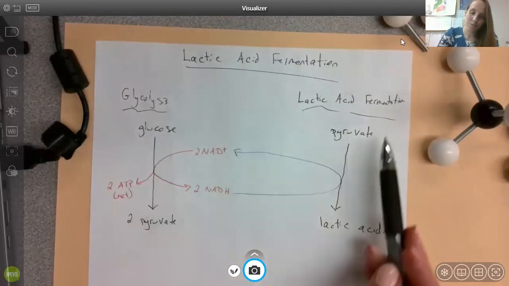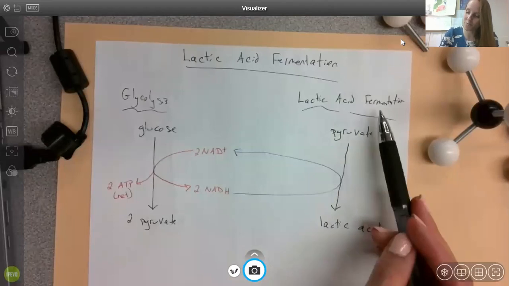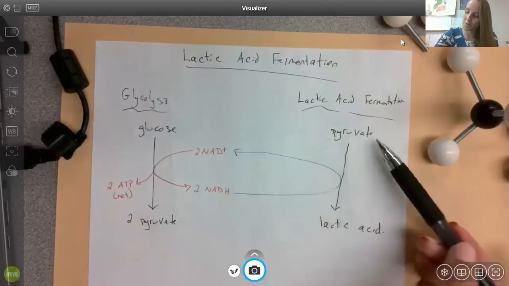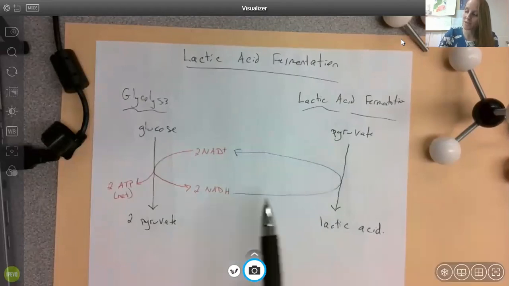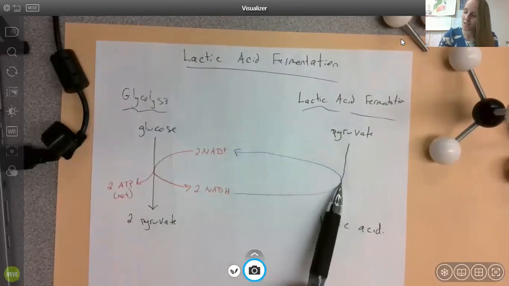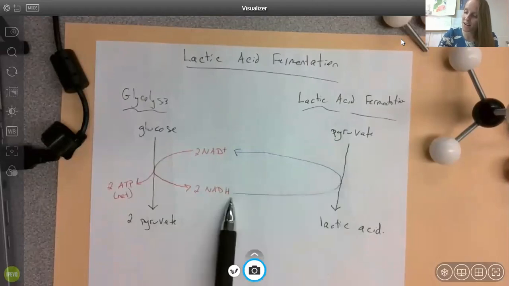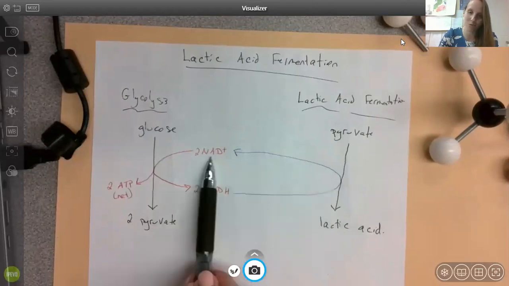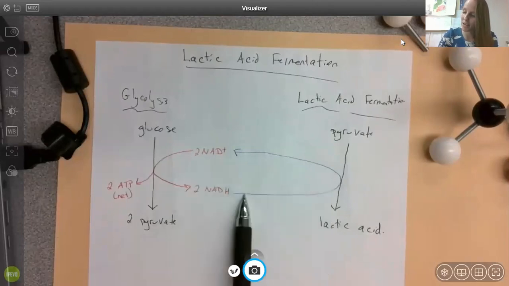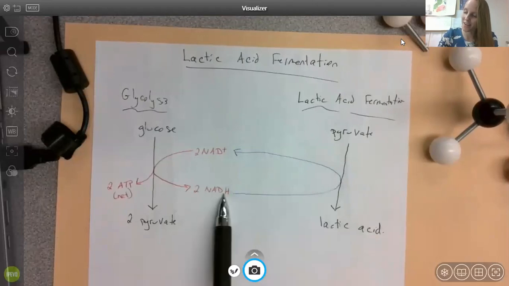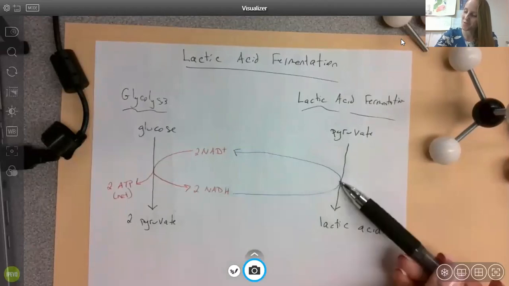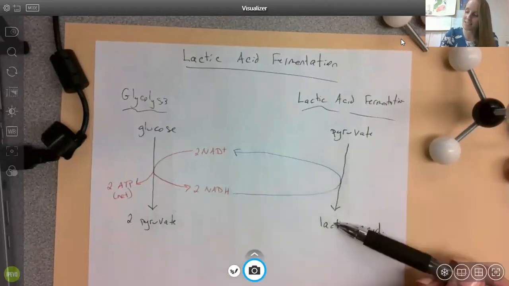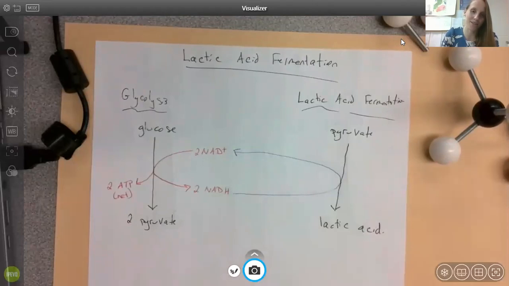Then in the second step, the lactic acid fermentation, these pyruvates are going to be reduced into lactic acid. That happens when the NADH comes and drops off its 2 electrons. So the NADH is oxidized to turn back into the NAD+, and at the same time it is reducing the pyruvate into lactic acid. So once again, that is a redox reaction that's happening there.